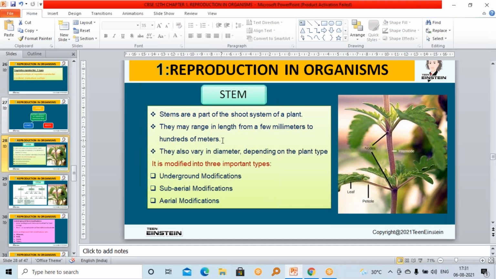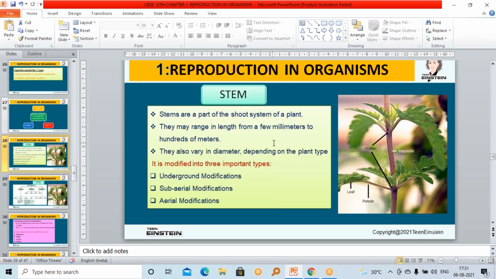Just now I said stem is a part of the shoot system. So the length of the stem may vary. The length of the stem may be different in different types of plants. That may be from millimeters to hundreds of meters.